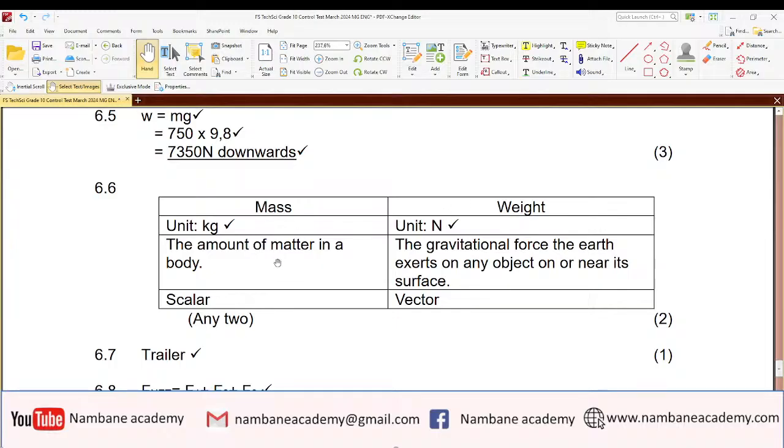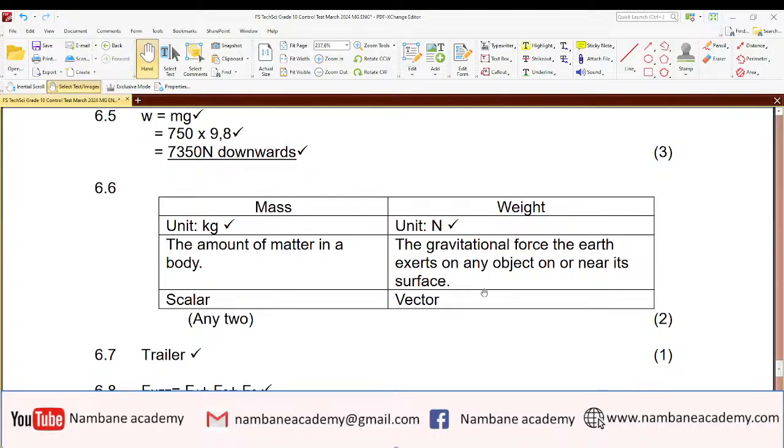They can use a definition also to differentiate between the two. Mass is the amount of matter in the body and weight is the gravitational force the earth exerts on an object on or near its surface. They can compare in terms of the physical quantity, whether it's a scalar or a vector quantity. So mass is a scalar, 1 mark, and then weight is a vector, 1 mark.